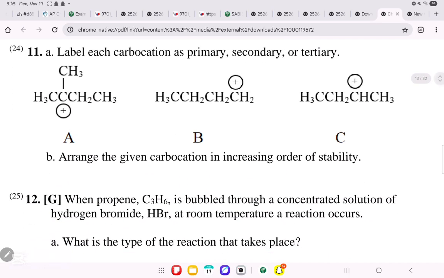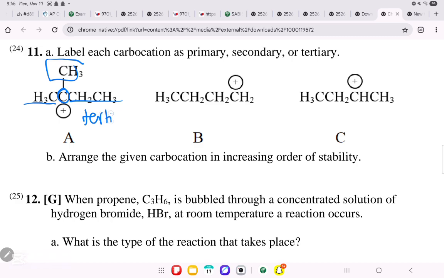We move on to question number 11. Label each carbocation as primary, secondary, or tertiary. You need to look where? You need to look and you need to see if the carbon is attached to 1 or 2 or 3 alkyl groups. For example, here, this carbon is connected to 1, 2, and 3 alkyl groups.